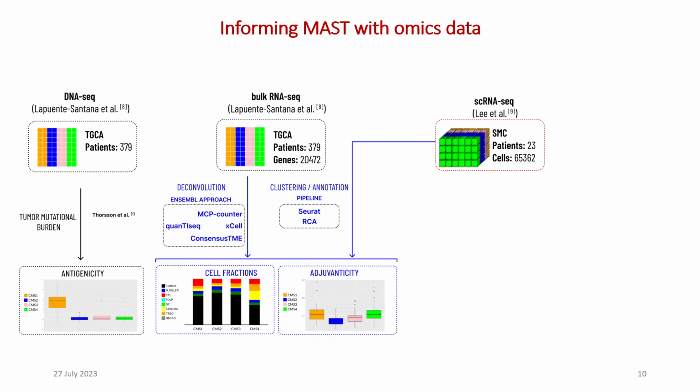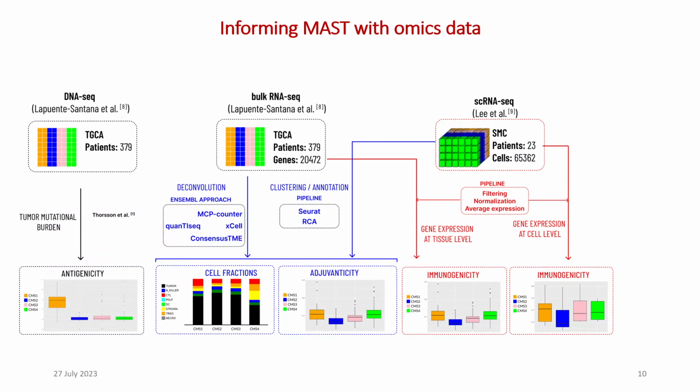In the same way, we can estimate through single-cell RNA sequencing data or bulk RNA sequencing data the average gene expression of immunoinhibitory molecules, PD-L1-like, at the level of cancer cells or tissue, respectively. And we also take into account information driven by literature of these 4 consensus molecular subtypes.